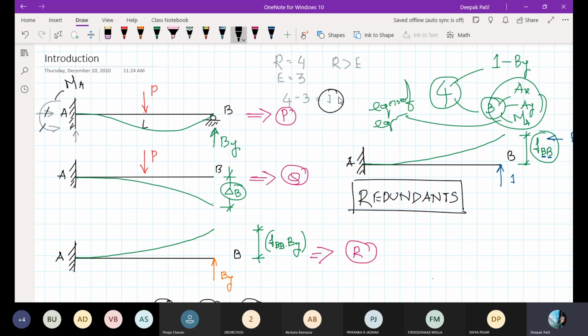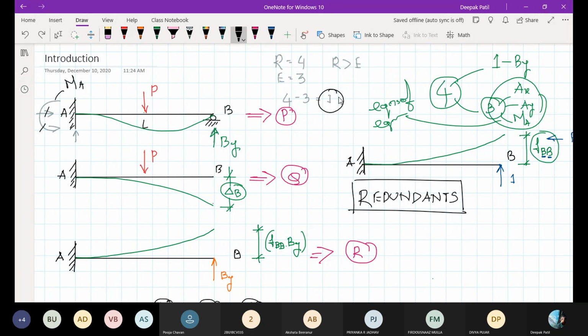Now if I choose MA as the redundant, how will that support be? What could be the support? That means how does the fixed support become? If I remove MA as a redundant, the fixed support becomes pinned. That's it. So instead of this fixed support, I should write here the pinned support. And this roller support B will be there as usual.